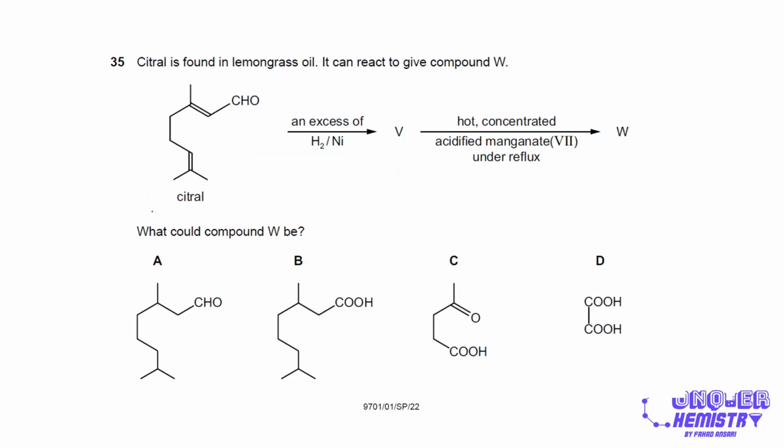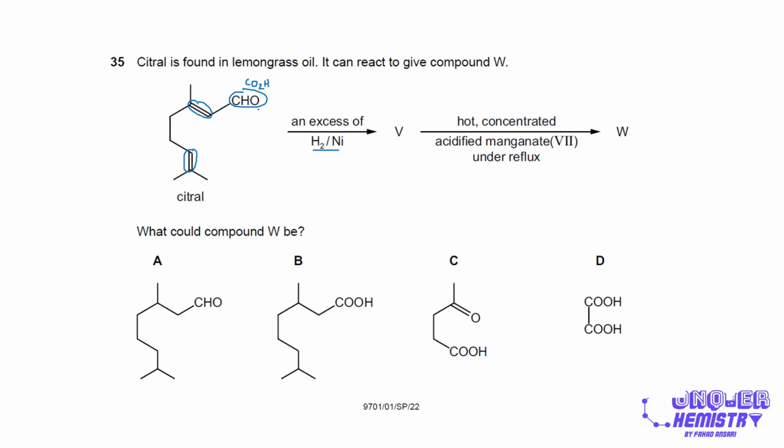So citral over here is being reacted with an excess of hydrogen over nickel catalyst. The only thing this will reduce is the double bonds, converting them into single bonds. Hot concentrated acidified manganate(VII) under reflux will oxidize this aldehyde group, and this will give us CO2H.